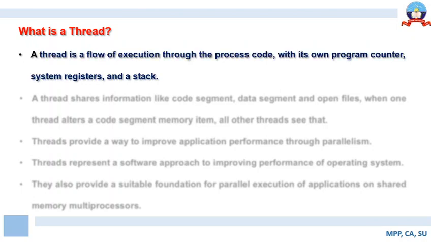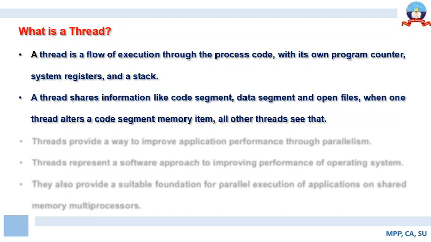A thread is a flow of execution through the process code. You can have multiple flows of execution through the process code, and each of these flows is referred to as a thread, with its own program counter, system registers, and stack. A thread shares information like the code segment, data segment, and open files. When one thread alters a code segment, memory, or data files, it is known to all the other threads, because they share the common code.